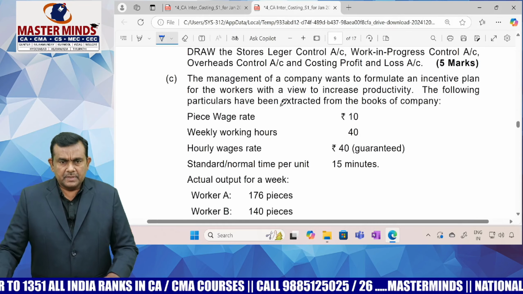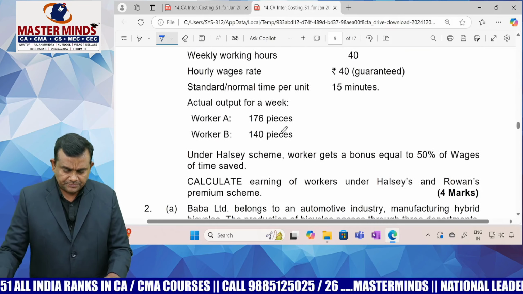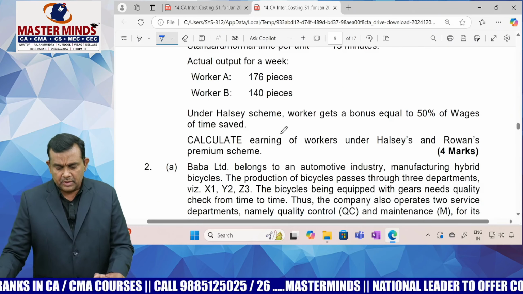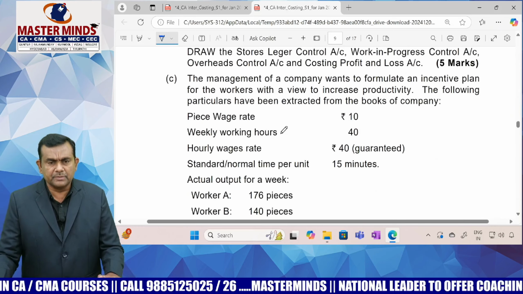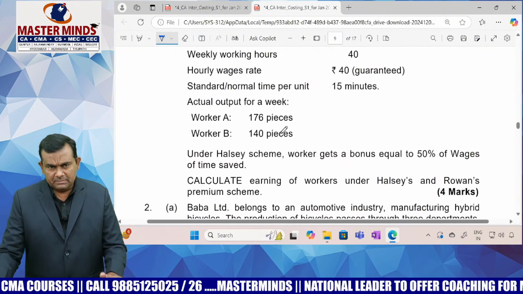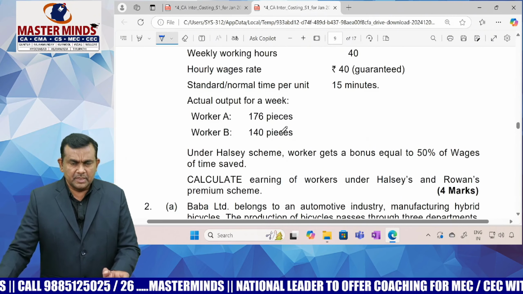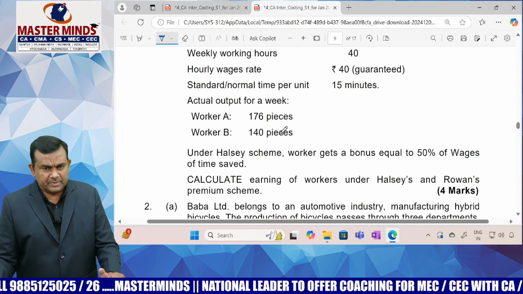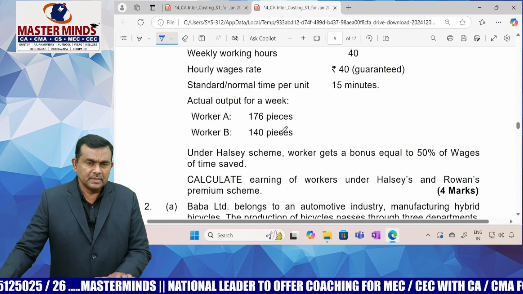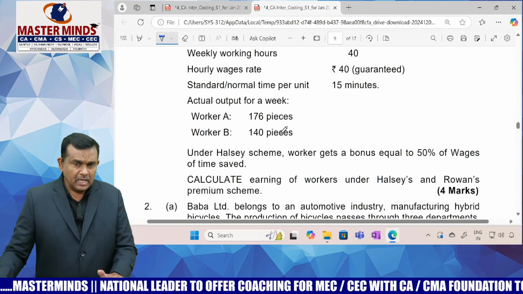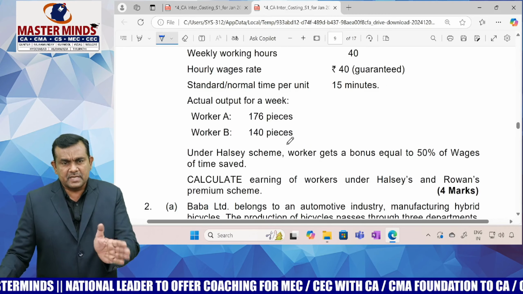This is employee cost. So here calculate the earnings of worker under Halsey scheme and Rowan scheme. So regular problem. Under Halsey scheme, basic wage plus bonus. According to Halsey, bonus equal to 50% of the time saved into R. Time saved means standard hours allowed for actual output minus actual working time. Simply says SH minus AH.